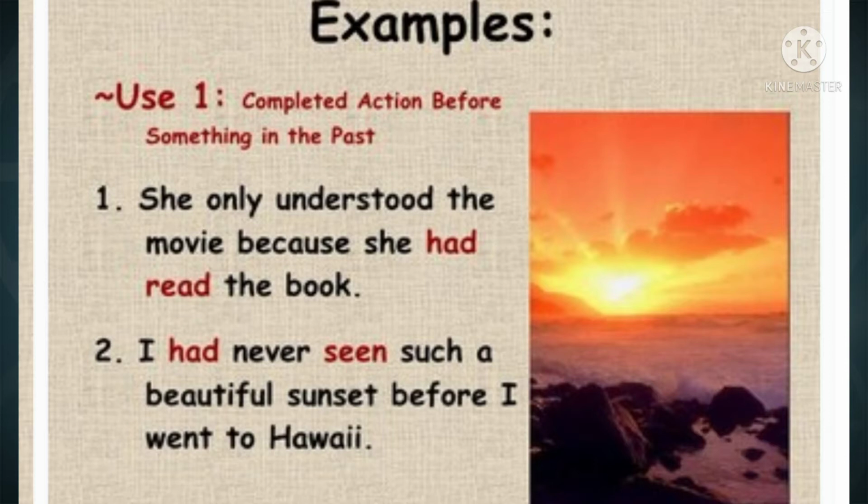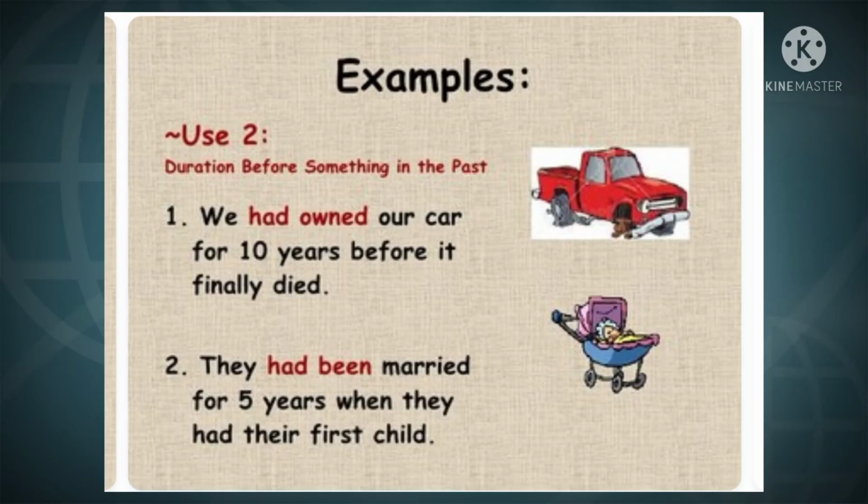See the next sentence. I have never seen such a beautiful sunset before I went to Hawaii. Okay, so which is the first action? I went to Hawaii. That is the first action. After that only I had seen such a beautiful sunset. So the first action is used in simple past, whereas the second action is used in past perfect. Here it is used with another usage, that is to show the time that happened before something in the past.